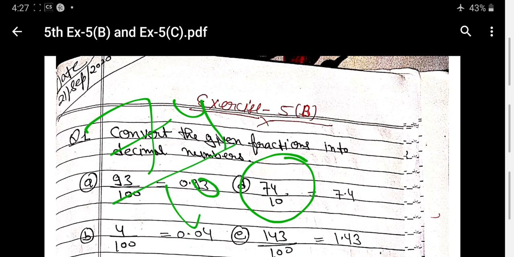Okay, now 74 upon 10. 74 upon 10 means that you have to put the decimal after one digit. So one digit from the back side, and your answer is 7.4.